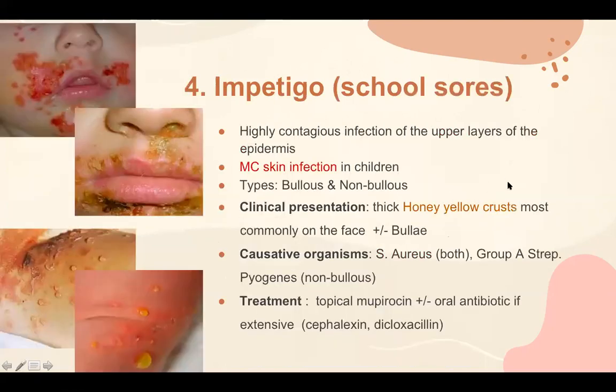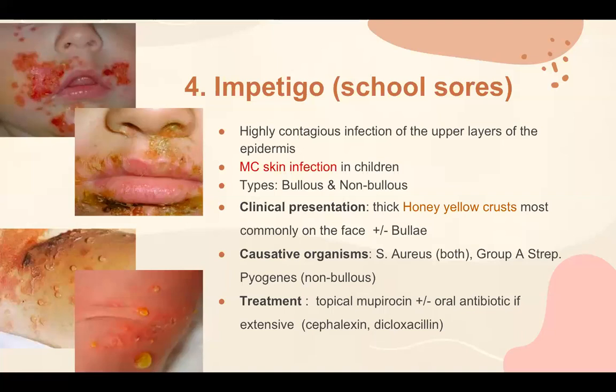Next is impetigo, which is also known as school sores. It's a highly contagious infection of the upper layers of the epidermis. It usually spreads by direct contact with the lesion. That's why it's highly contagious. And it's the most common in children.